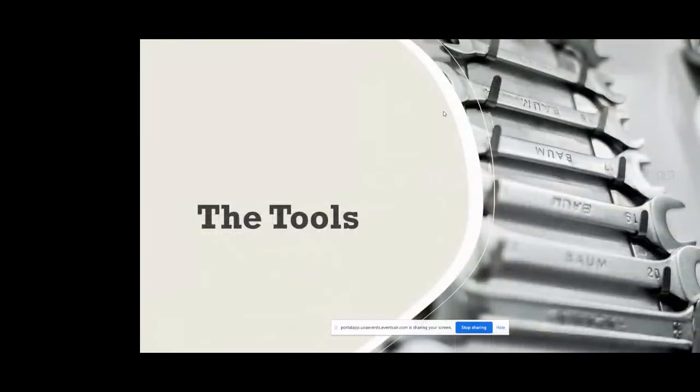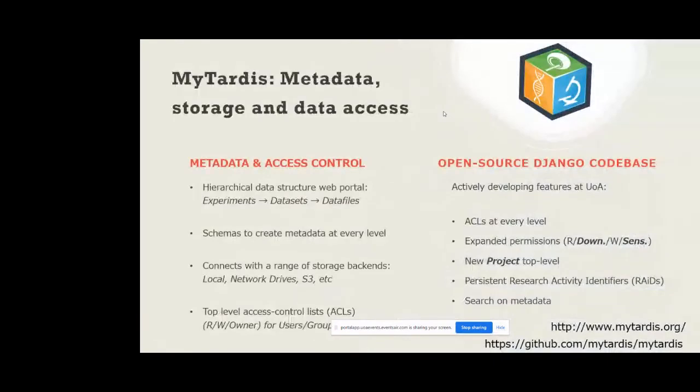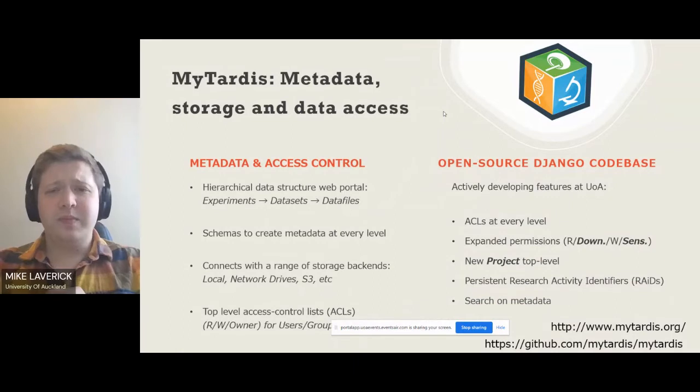So onto the two tools that I mentioned that we're going to be using to address these problems. The first one is MyTardis. Now this deals with metadata, storage, and data access. In essence, it is a metadata and access control database in addition to a web portal. It has a hierarchical data structure where you have experiments. Within those experiments, you produce different data sets. And of course, each of these data sets have data files associated with it.